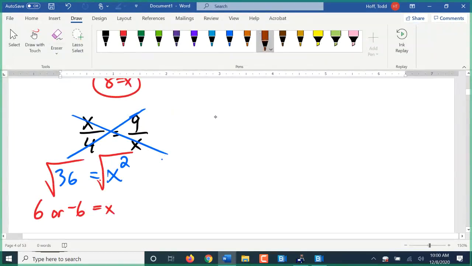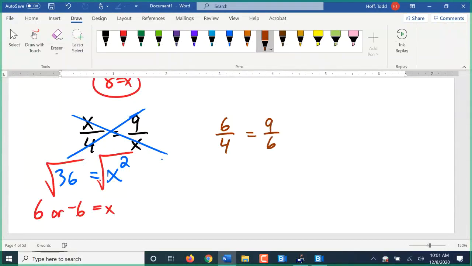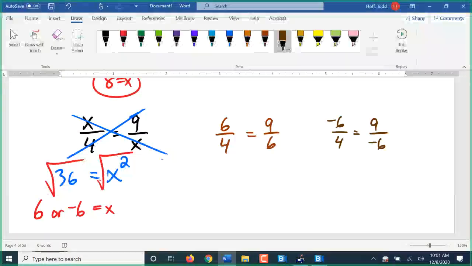If we look at this, 6 over 4 is a 1.5 to 1. 9 over 6 is a 1.5 to 1. But a negative 6 over 4 is a negative 1.5 to 1. And 9 over negative 6 is also a negative 1.5 to 1. So either of those answers would work.